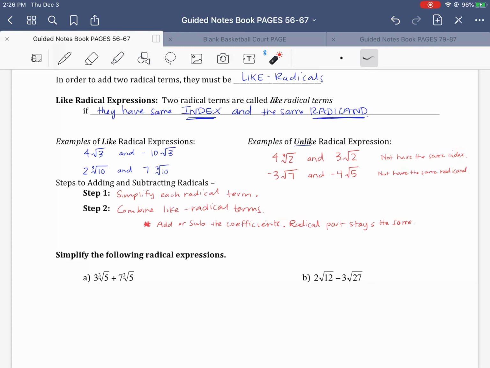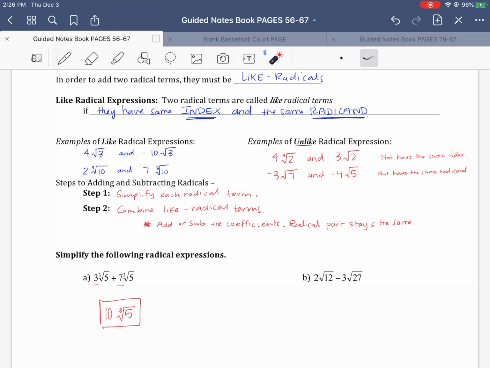Okay. So jumping down here, if it's already simplified, if you look at part A, you'll notice these are both cube roots. They're both 5 as the radicand, and they're simplified. I couldn't build a factor tree here. So all we do is say I have 3 of these, and I have 7 of these. So if I add 3 plus 7, I have 10 cube roots of 5. Again, being very careful to make sure that cube root is in the radical, not out here on the 10.